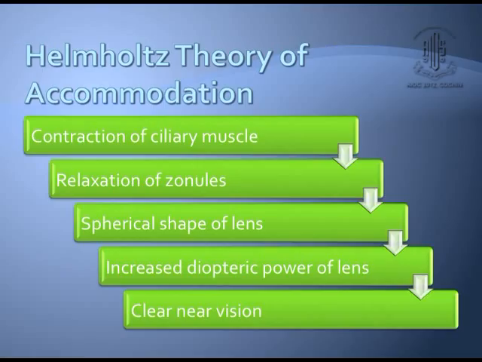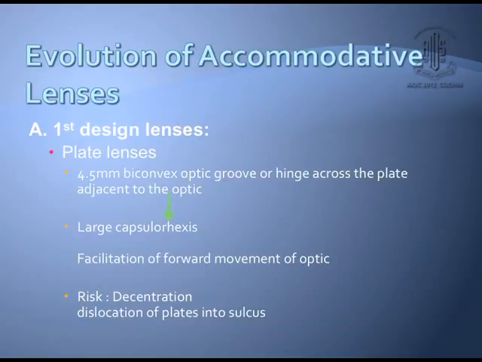There is the Helmholtz theory of accommodation: contraction of ciliary muscles, relaxation of zonules that changes the spherical shape of the lens, increases the dioptric power of the lens, and that gives the clear near vision. On this basis, the accommodative lens is working. There are multiple designs.